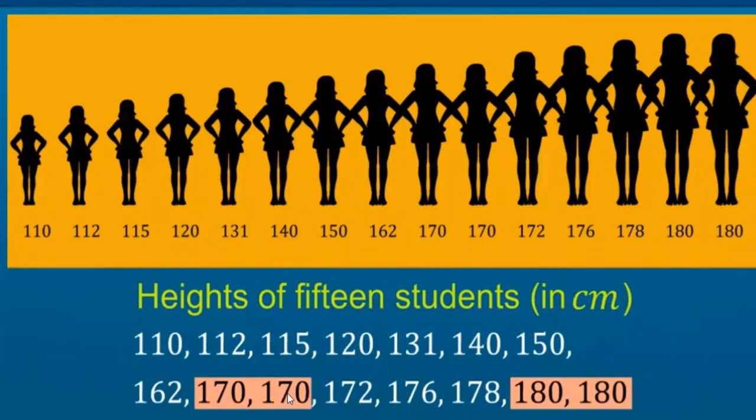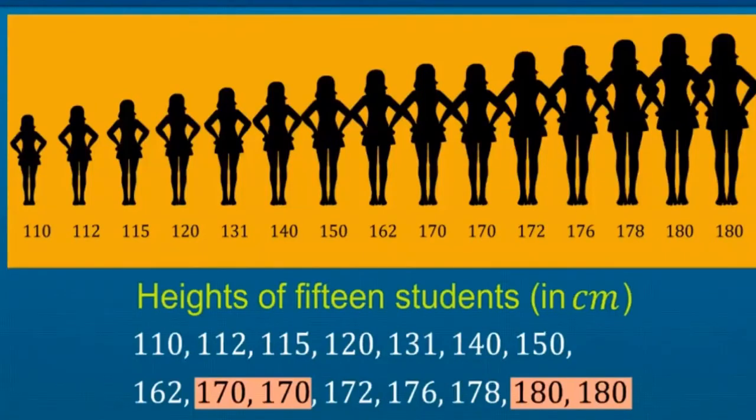170 is occurring 2 times. Now same way 180 is also occurring 2 times. So we can say that the mode of this observation is either 170 or 180, 170 and 180 we can say.